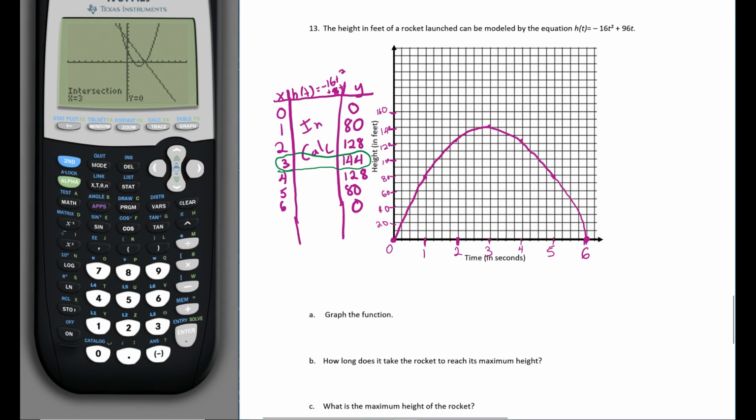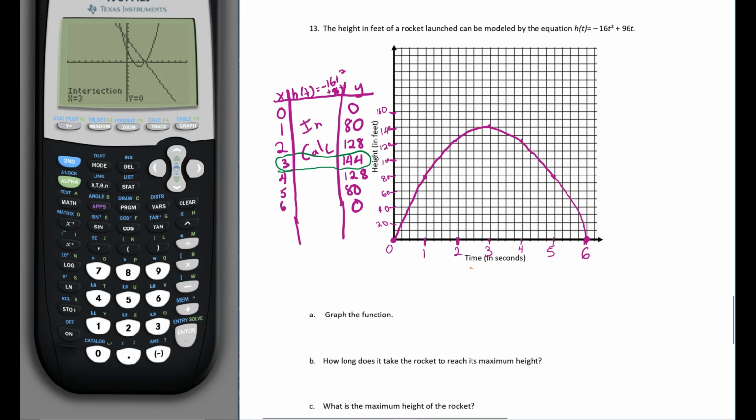Number 13. The height in feet of a rocket launch can be modeled by the equation h of t equals negative 16t squared plus 96t. And then it gives me a graph, and I need to plot the points and get a nice scale on the x and y axis.